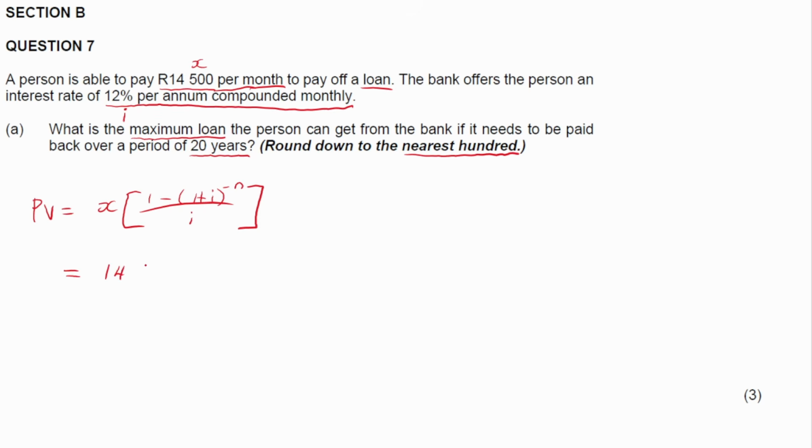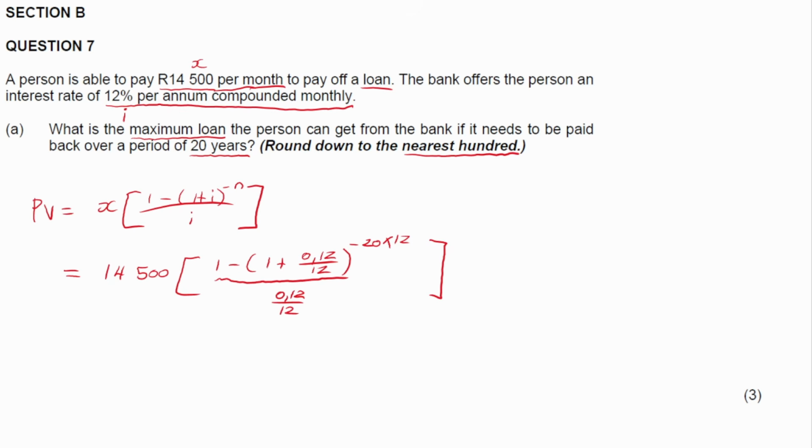So for our x, we just put our 14,500. Then we put our 1 minus (1 plus. Our interest rate is 12% compounded monthly, so we divide by 12. And to the power of 20 years, but there's 12 compounded periods per year. So we have to times 12. Again, we divide by 12 and times by 12. Okay, then all of this is divided by our interest rate, which is this. And again, I've said it before, make sure we divide by 12 over there.